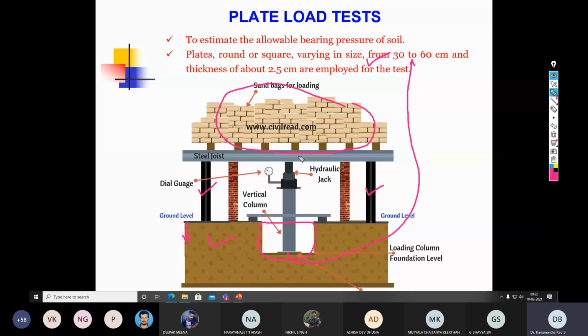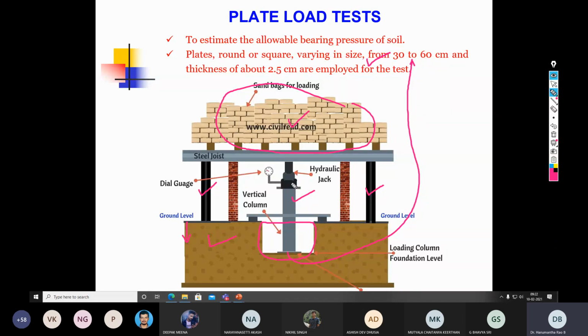Now this steel joist which is hosting the dead weight, and the bottom plate, either 30 or 60 centimeter diameter, round or square, doesn't matter. In between, a hydraulic jack is placed as shown here. The principle of this hydraulic jack is very similar to the test you have conducted in your laboratory. Say, when you tested the compressive strength of a concrete block or brick, you used a compressive strength testing machine. The operation of this hydraulic jack is exactly similar to such a machine.